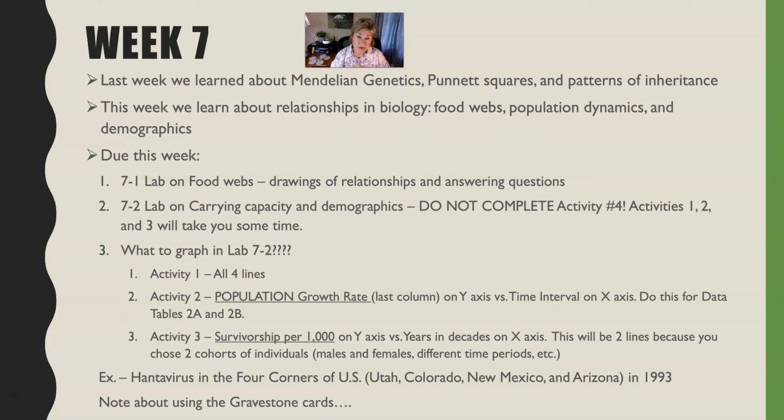The same thing is true for activity 3. Survivorship per 1,000 human beings on the y-axis. Years and decades on the x-axis. There will be 2 lines because you have 2 cohorts, so you could have chosen males and females. You could have chosen 2 different time periods, 1800, 1850, 1850 to 1900. Whatever it was that you chose, because you're choosing this.